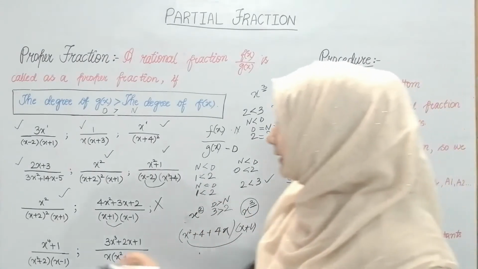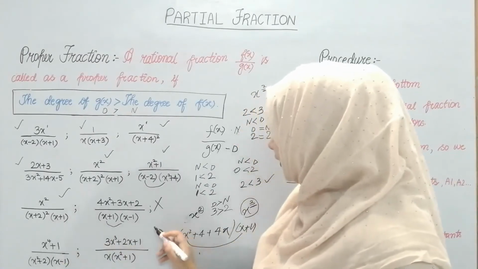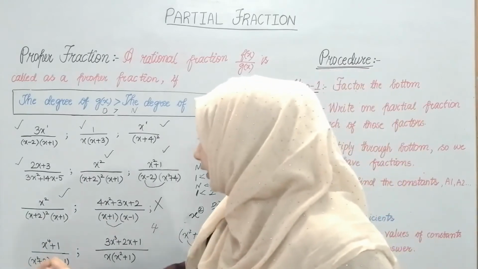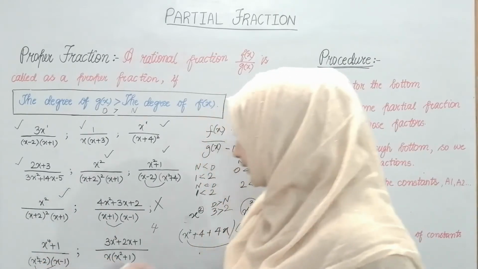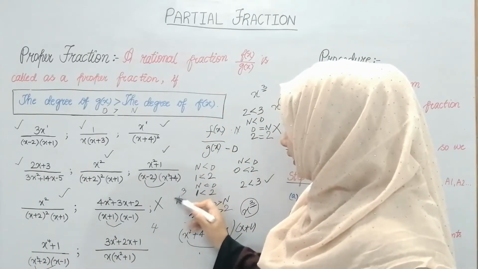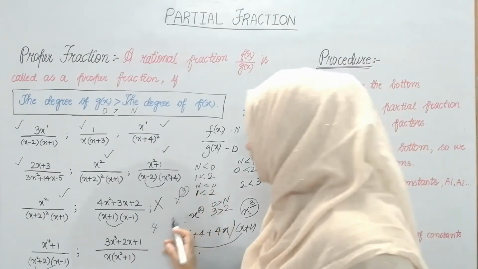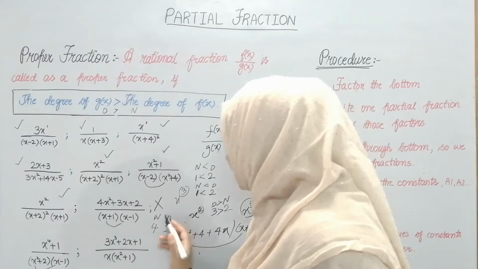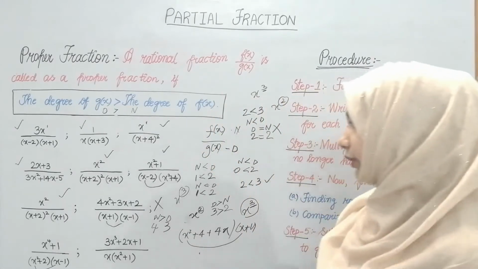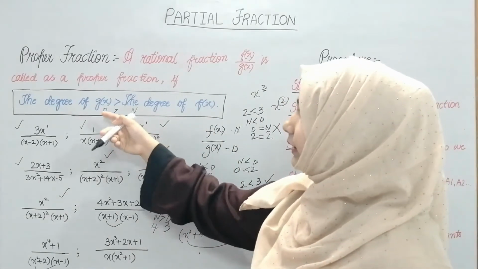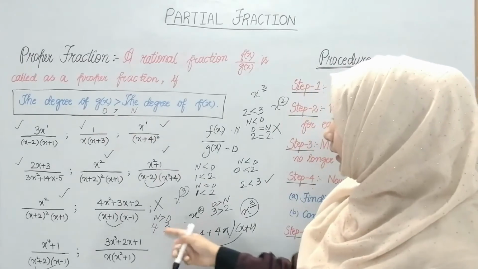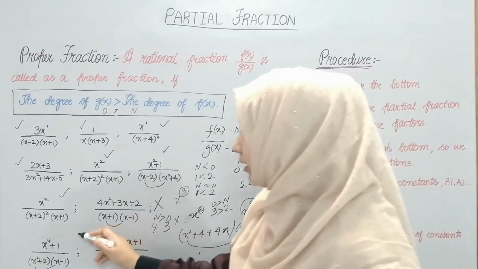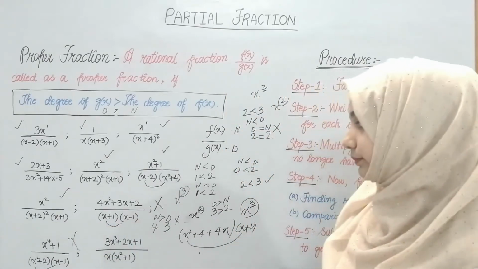Okay. Next. This one. The degree here in the numerator is 4. In the denominator, if you multiply this x square with x, you will get x power 3. So the degree here is 3. This is my numerator and this is my denominator. So the numerator is now greater than the denominator. But what I want is that the denominator should be greater. Here the denominator is smaller. So this is not a proper fraction.